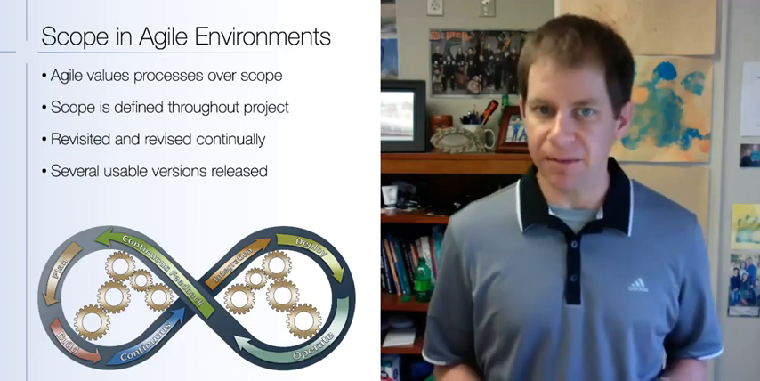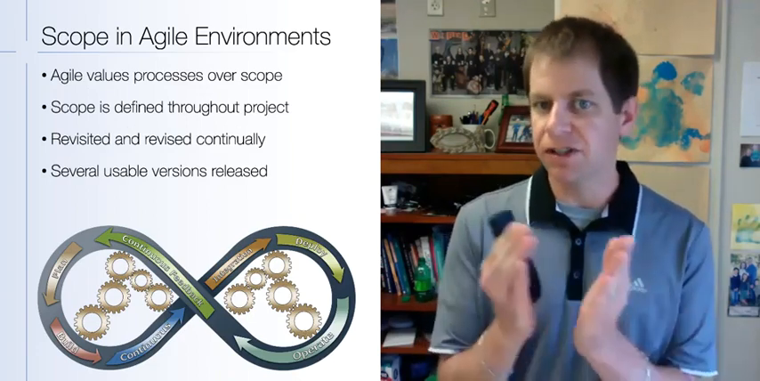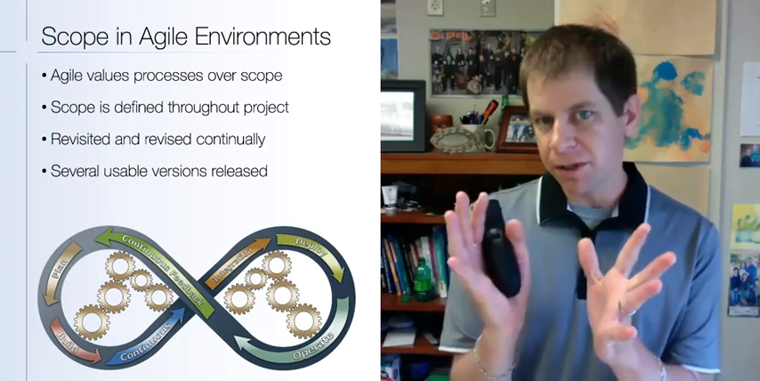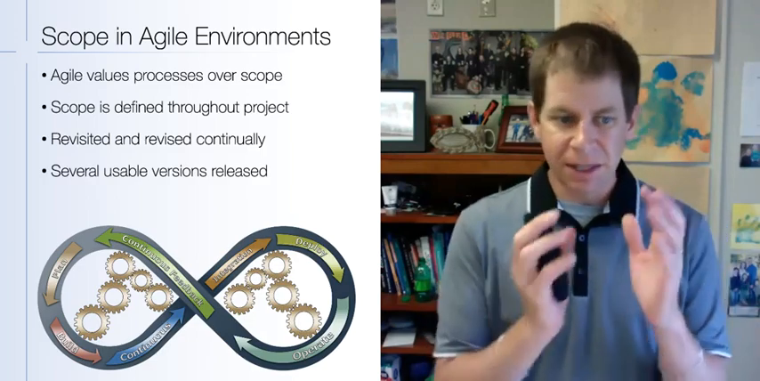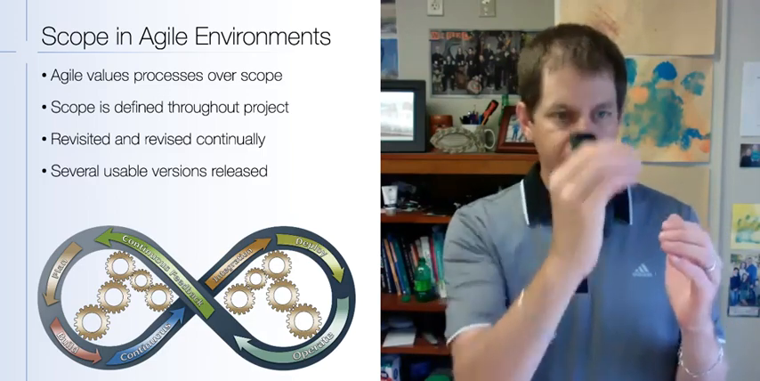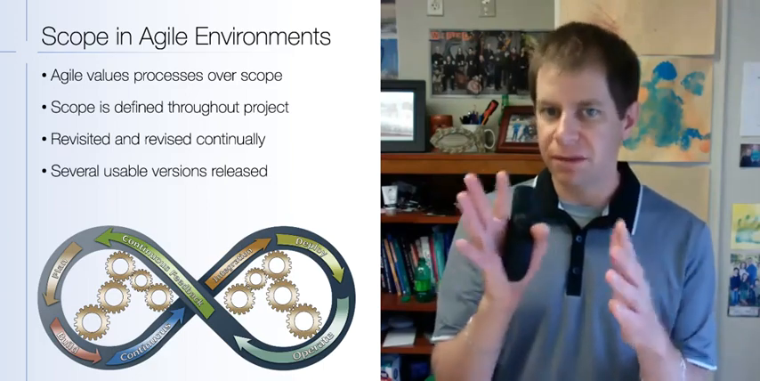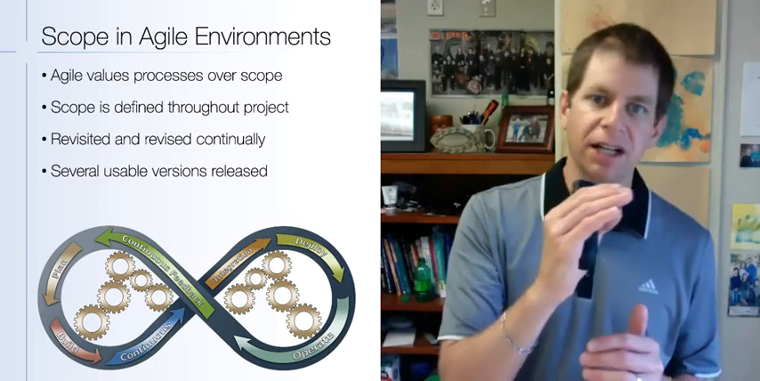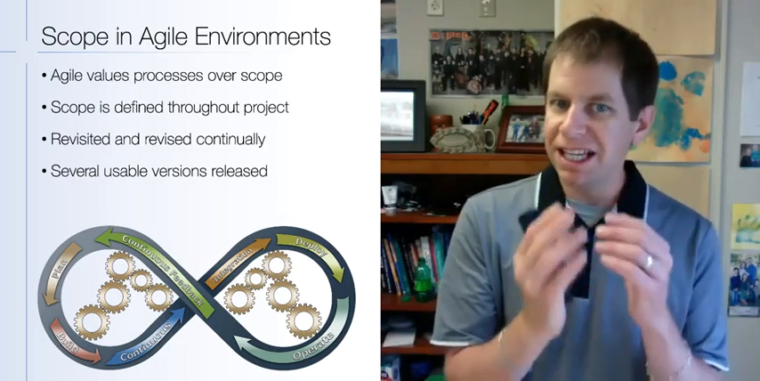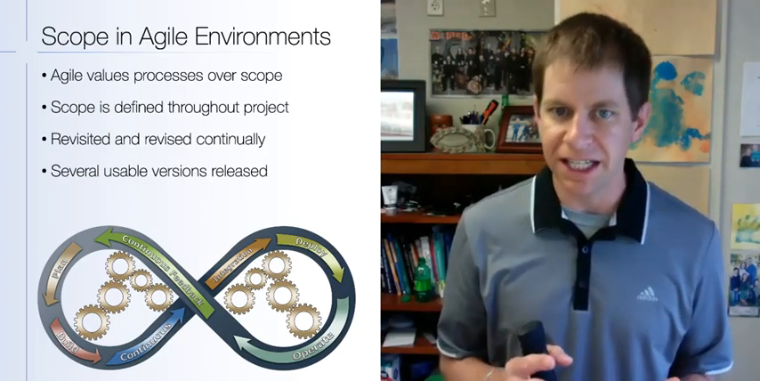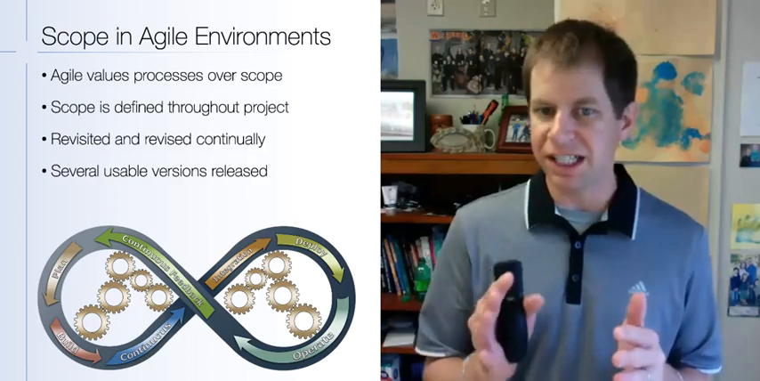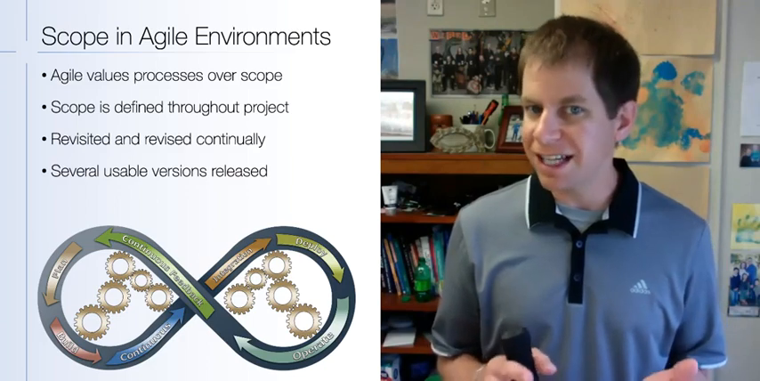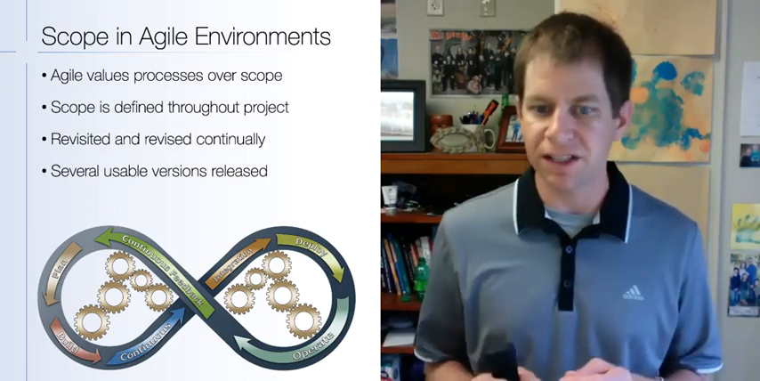Finally, if we look at agile environments, agile values processes over scope. In agile, if you remember, it's not about setting specific scope goals, but really a product backlog. So at the beginning of a sprint, you know that you've got these different items to work on. You work on those and you create some versions of the product and you have a shippable version at the end, or shippable prototype. Then you go back to that backlog and maybe you've added more items to that backlog. But it changes much more over time than a traditional project. Scope is defined throughout the life of the project. It's revisited and revised continually, and you have several usable versions released. It's not quite the same as dealing with scope on a traditional waterfall style project.